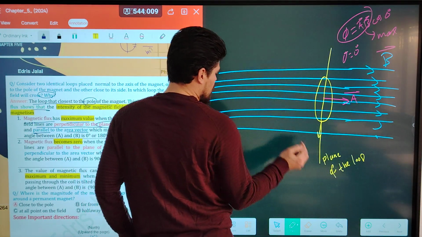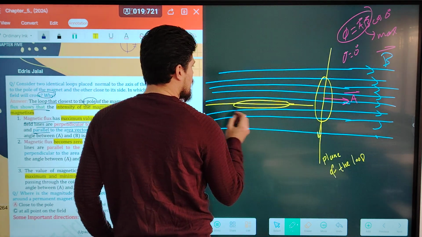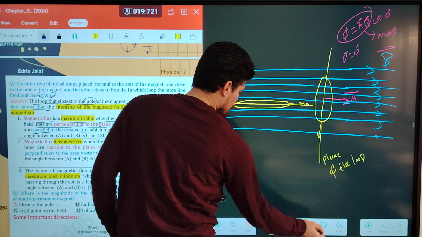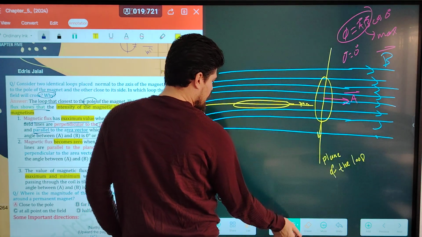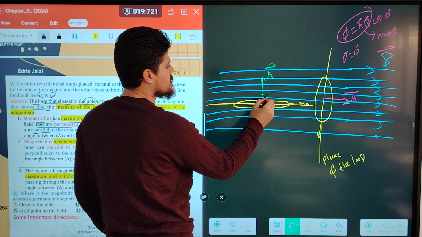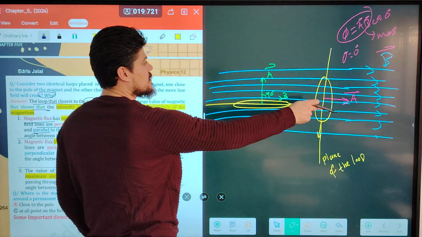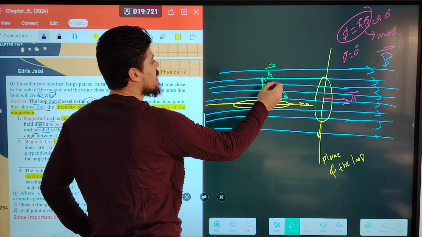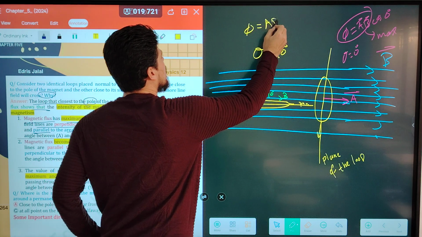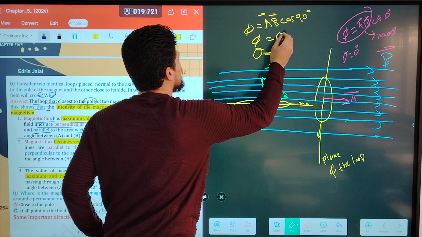So what about if the plane of the loop is parallel to the direction of the field? In that case, the direction of the area vector is perpendicular to the magnetic field. The angle between A and B is 90. A B cosine 90 is equal to 0, so the flux becomes 0.